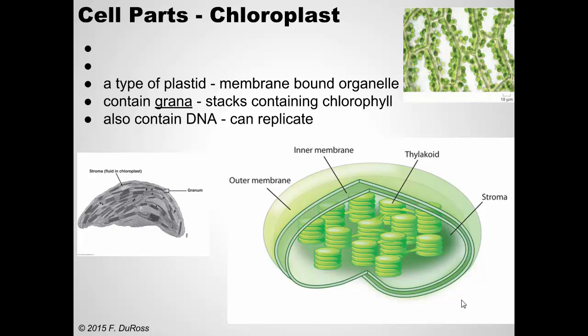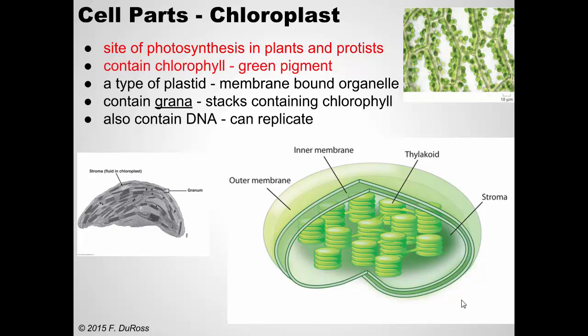Chloroplasts. Here you see an actual electron microscope image of the chloroplast, these small little green circles within a cell. What happens there in the chloroplast? Photosynthesis. This is where photosynthesis happens in plants and protists. They contain chlorophyll. That's the green pigment that makes chloroplasts green, that makes leaves green.